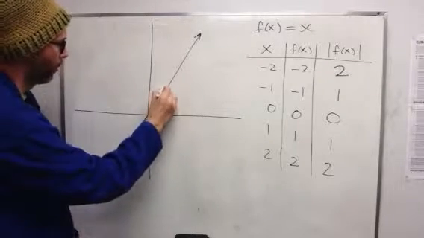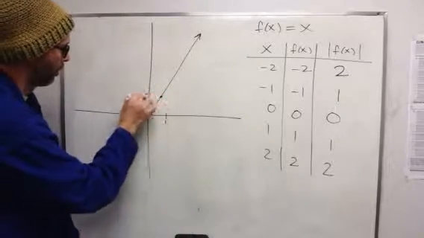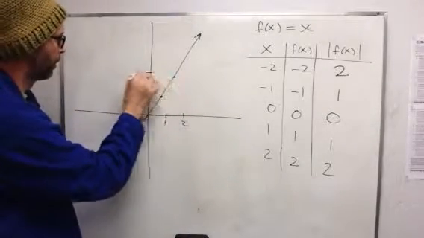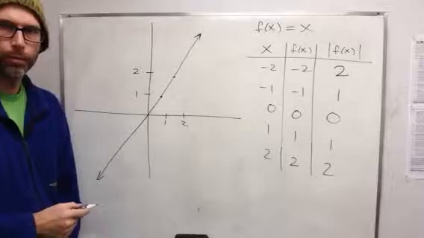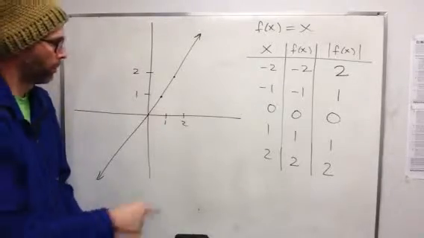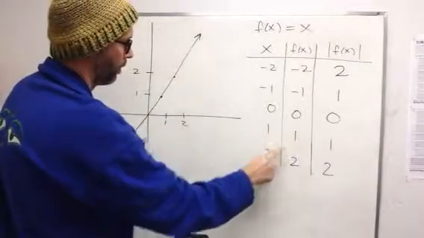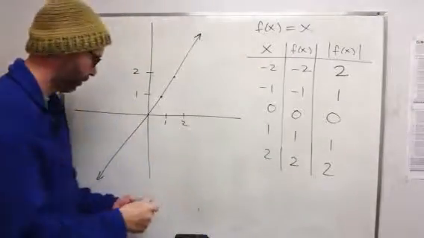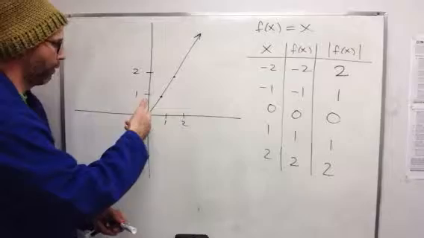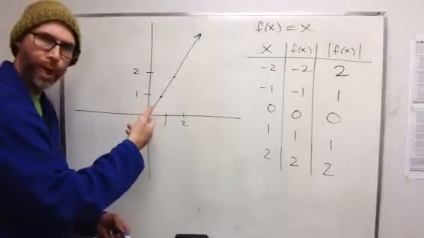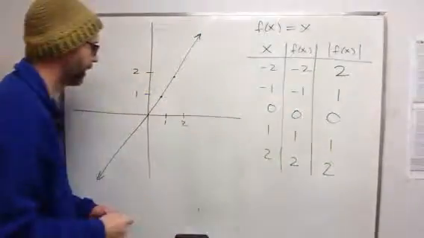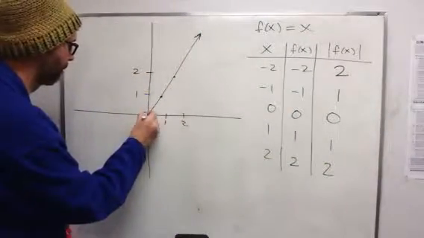At 1, we went up to 1. At 2, we went up to 2. So for x values from 0 out to positive infinity, the graph is the same.